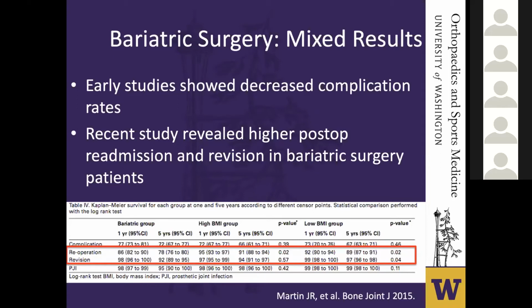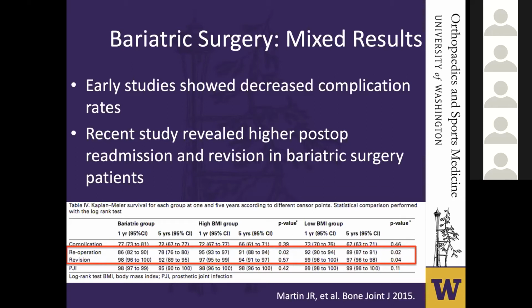And the study that I'm showing and referencing looked at a cohort of patients who had undergone bariatric surgery, those who had a high BMI and a low BMI, otherwise considered obese and non-obese, who underwent total joint arthroplasty, and looked at their readmission, complication, revision, and PJI rates, prosthetic joint infection rates, at 1 and 5 years, and found that the bariatric surgery group actually had a higher rate of reoperation and revision than even the higher BMI group and the lower BMI group.